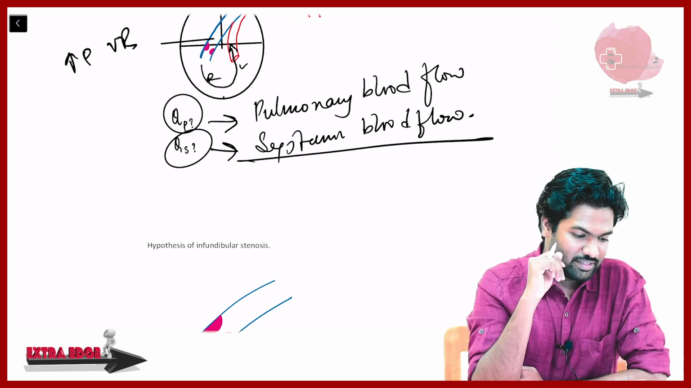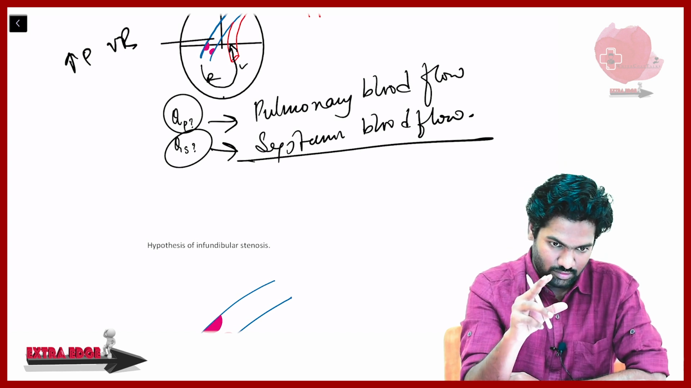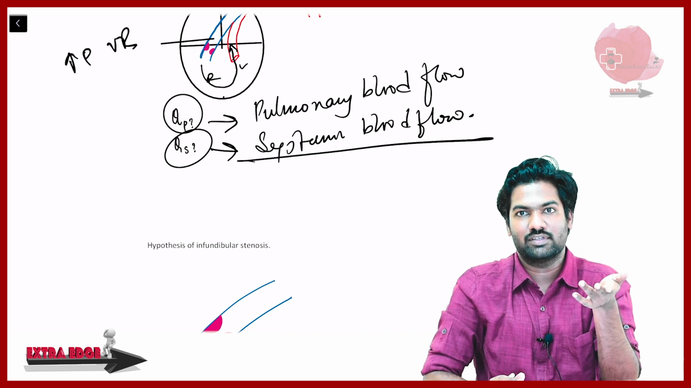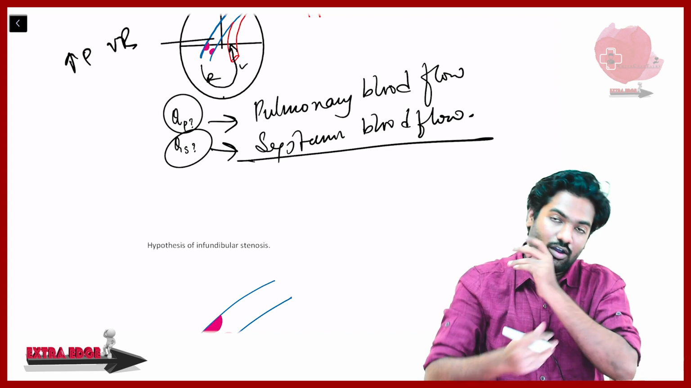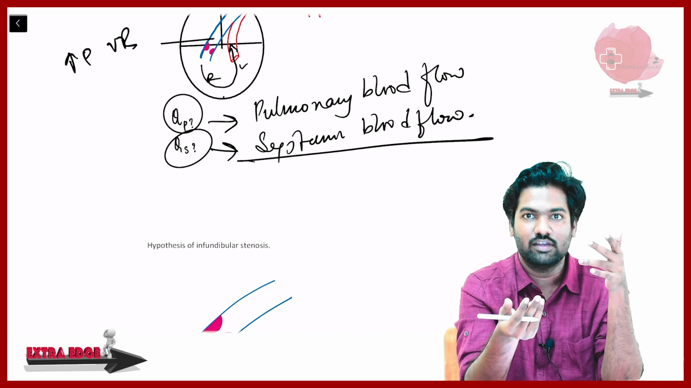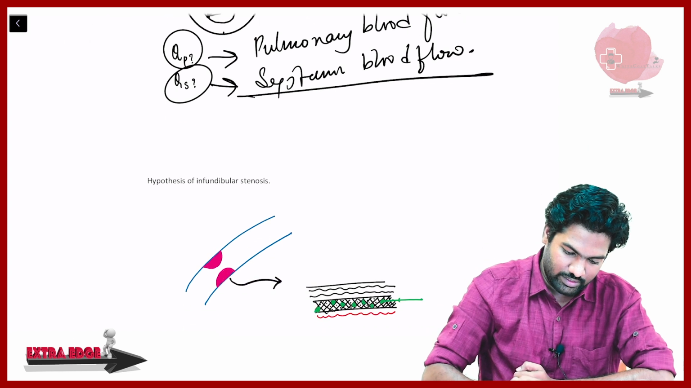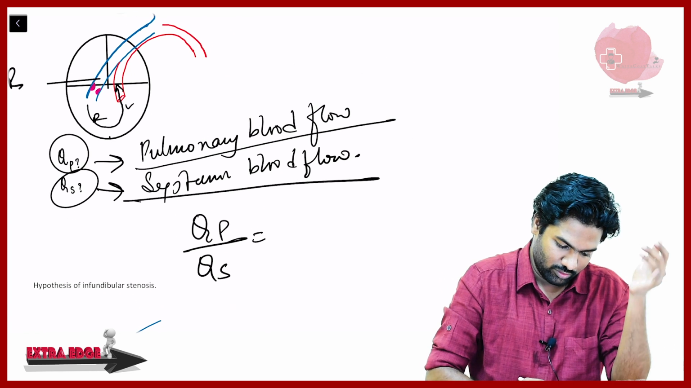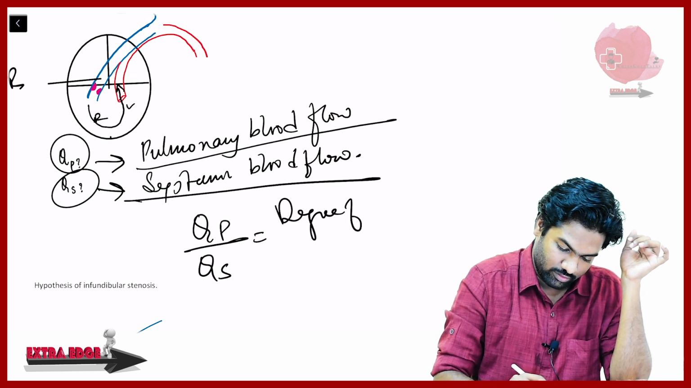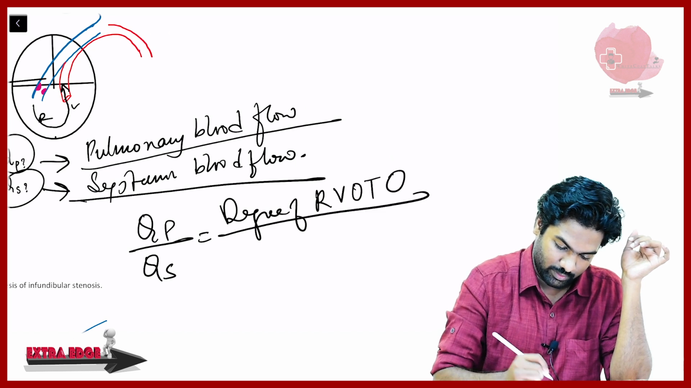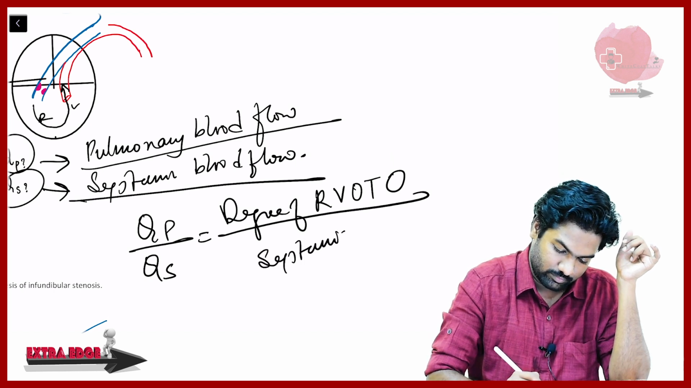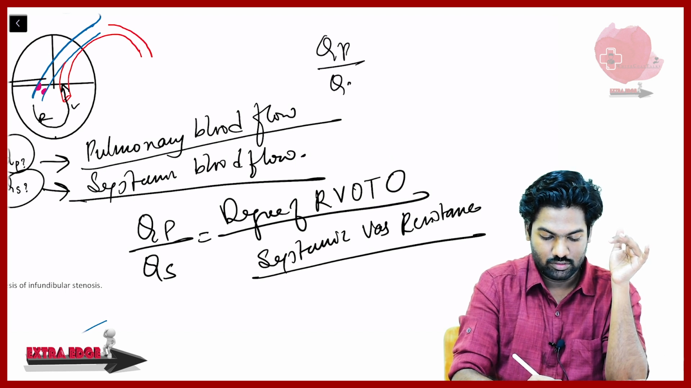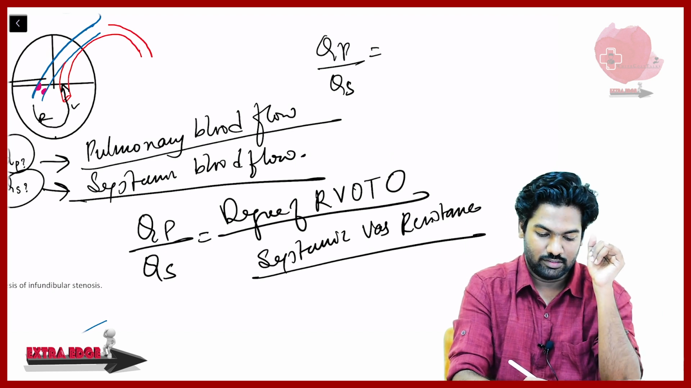There is this concept of the QP by QS ratio, where they are trying to tell you that, based on the flow in the pulmonary vessel and the flow in the systemic or aortic vessel, you can get to know the physiology of the cyanotic spell that usually happens in tetralogy of Fallot babies. We can use this ratio to see the degree of right ventricular outflow tract obstruction relative to the systemic vascular resistance, that is, the resistance offered by the pulmonary side and by the systemic side.